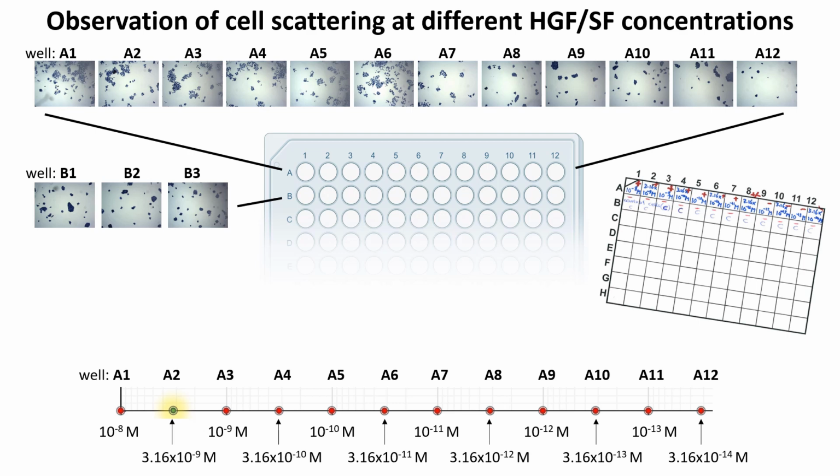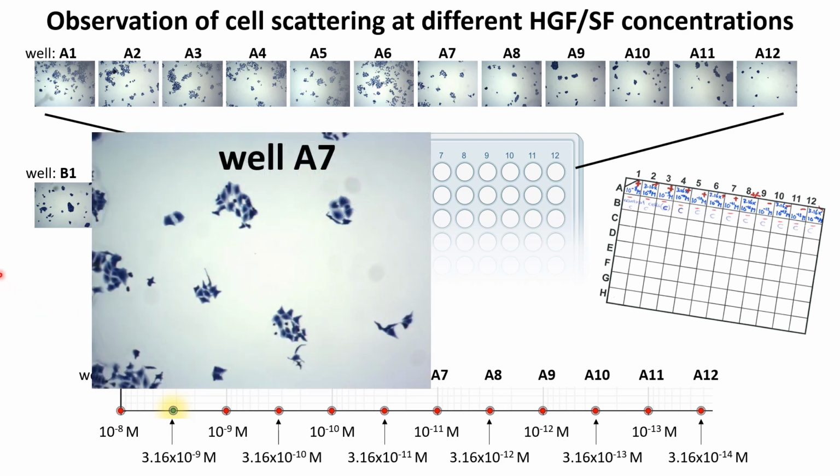So let me get the pointer. So you mark those wells as positive, and then somewhere near well A8 and A9 something is happening. So let's have a look at well A7. Okay, at well A7 we start to see that the cells come closer together and start to form colonies, but for sure there's still a lot of space between the cells. They're not as closely attached to each other as you would see in row B.